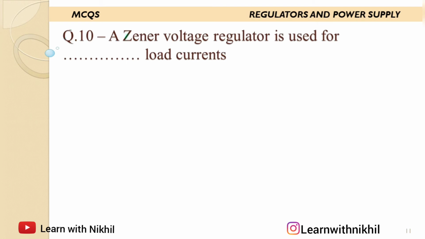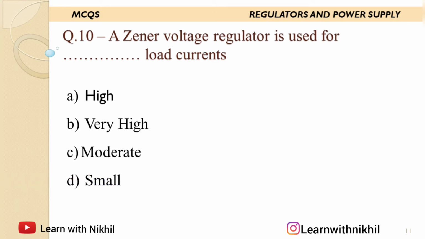Next question. A Zener voltage regulator is used for dash load currents. A. High, B. Very high, C. Moderate, or D. Small. So here they have asked that the Zener voltage regulator is used for which type of load currents. So load is nothing but the output. So Zener diode or the Zener voltage regulator is used for small load current. So for small outputs. For high outputs, we use IC regulators.